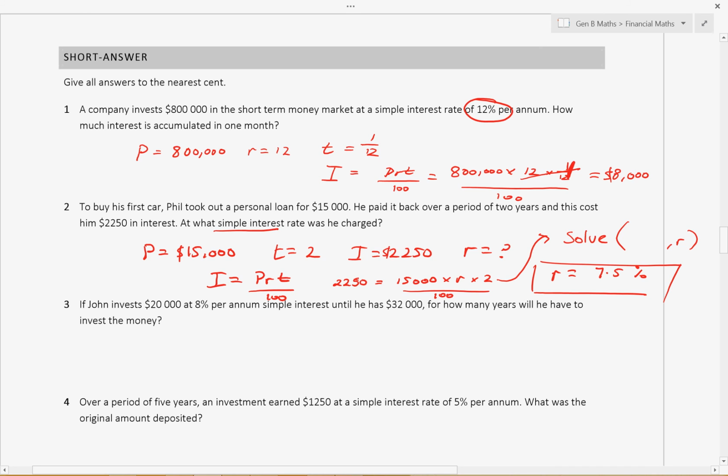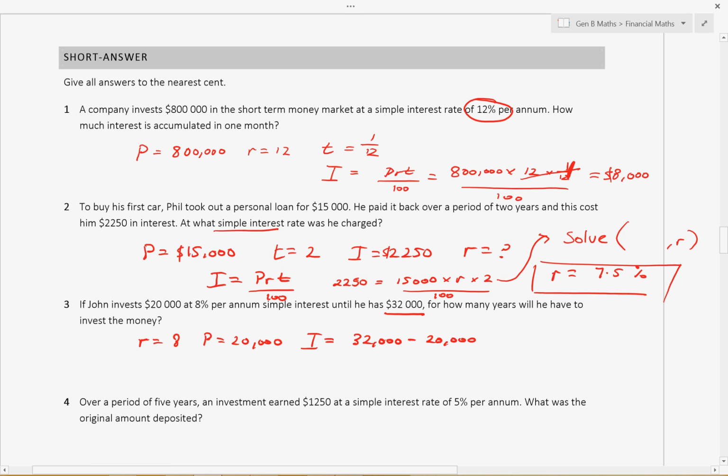If John invests $20,000 at 8% per annum, then we want to have R is equal to 8, P is equal to 20,000, simple interest until he has 32,000. Now this is the important thing. Until he has 32,000 means that the interest accrued is equal to 32,000 subtract 20,000.